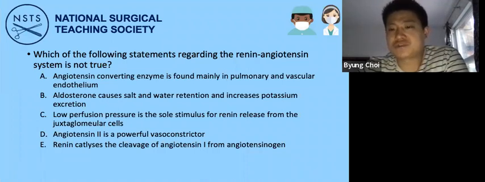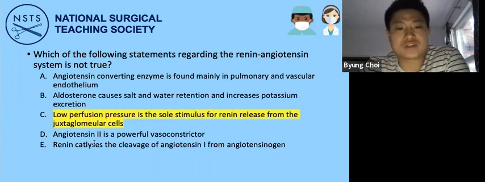Okay, so the majority of those that voted went for C, which is the correct answer. So here, low perfusion pressure is the sole stimulus for renin release from the juxtaglomerular cells. Now, that can't be true, because it's renin from the juxtaglomerular cells.